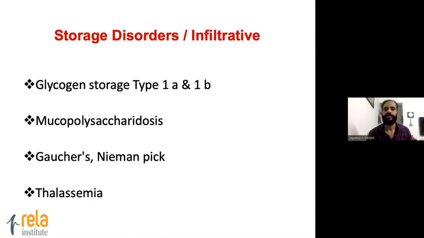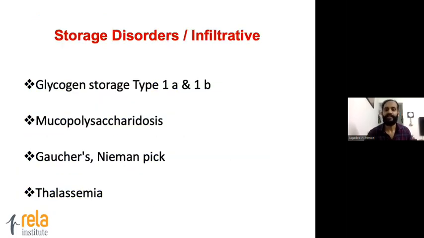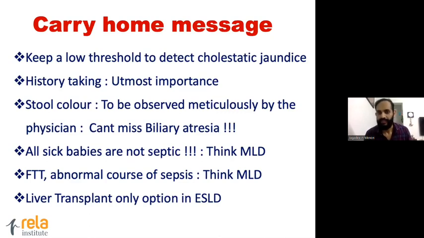Other systemic disorders like mucopolysaccharidosis, Gaucher's, and thalassemias can also have hepatomegaly, and we need to be cautious about these diseases actually presenting as hepatomegaly as a part of the systemic condition.